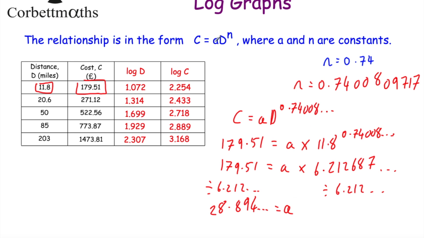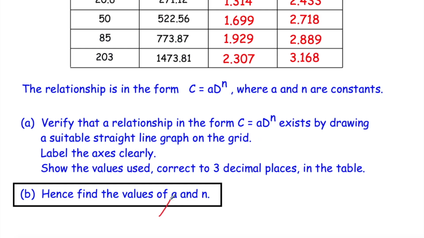So we've got the value for a and we've got the value for n. So a was equal to 28.89 and n was equal to 0.74. So that means our relationship is c is equal to a, which is 28.89, multiplied by d to the power of n, which is 0.74. So we've now found the relationship, which is fantastic.